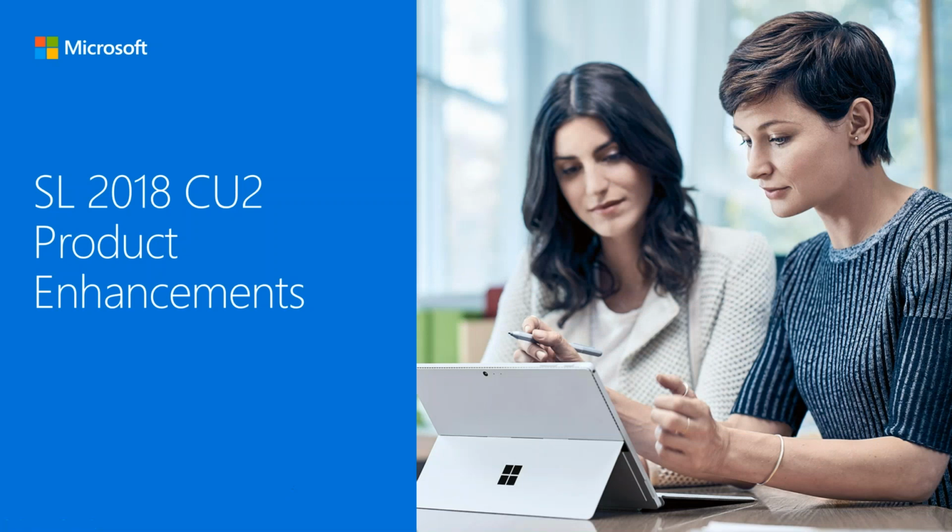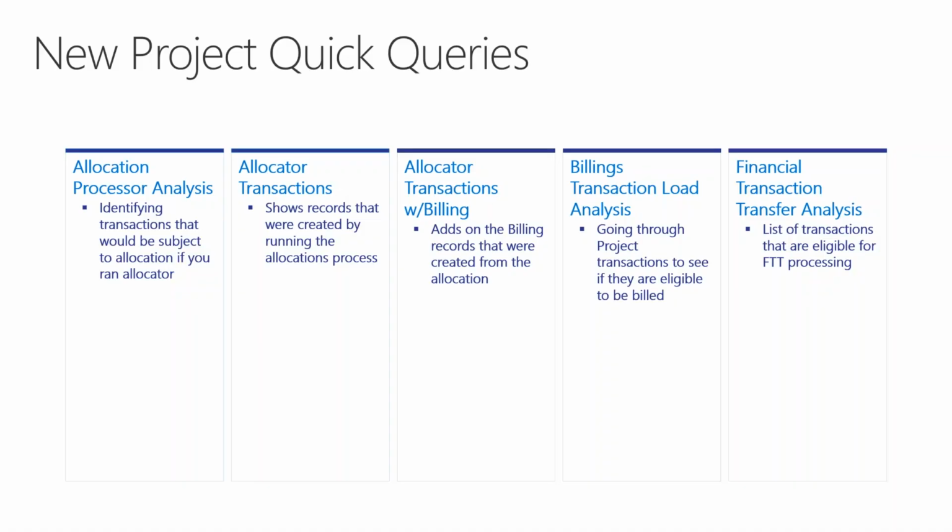So we've gone through 2018 and 2018 CU1. That's a lot. We've done a lot so far. And now we're going to start jumping into CU2 and CU3 items. So for my CU2, at a high level without going too deep, we've added new quick queries to the system. And these are really quick queries that we got right from the consultants themselves. These are common questions that consultants are asked when it comes to project items.